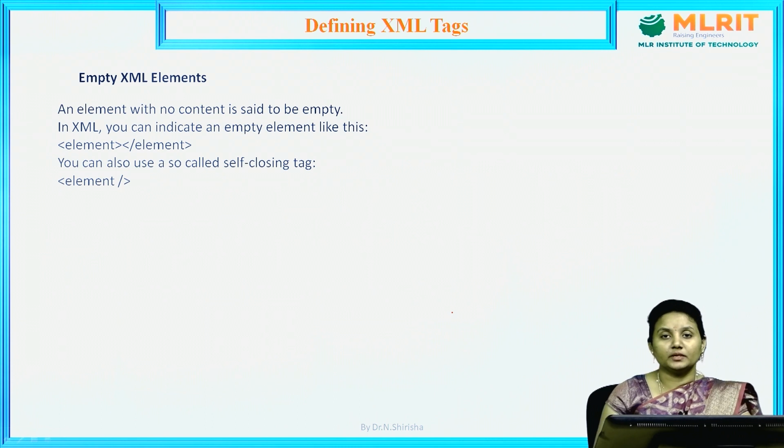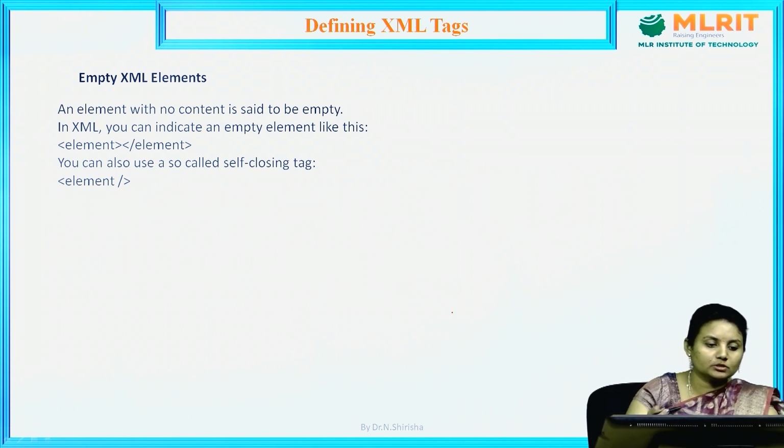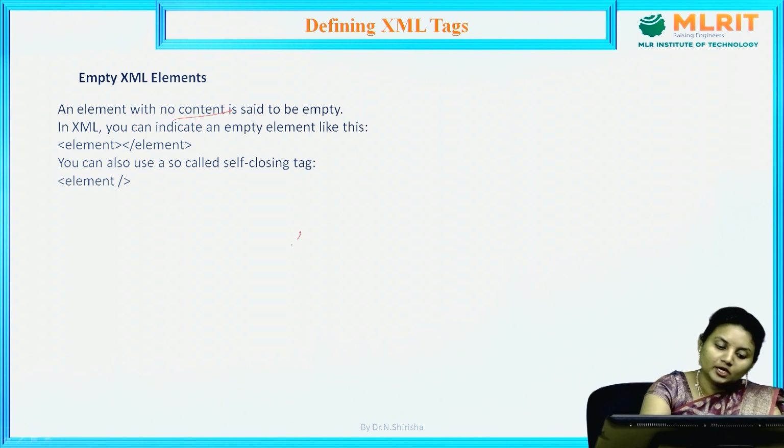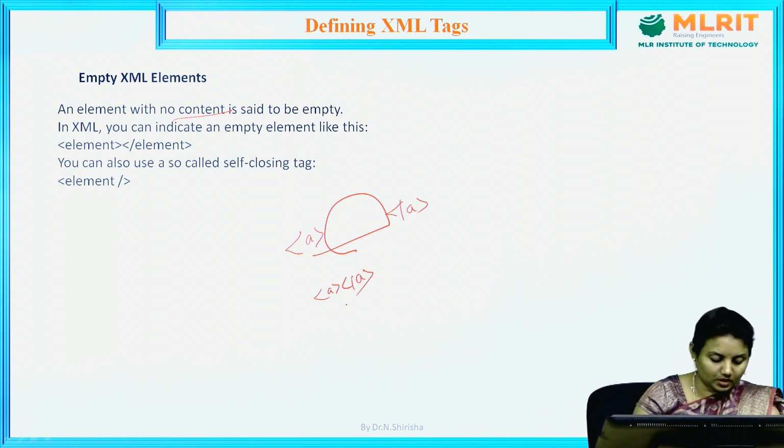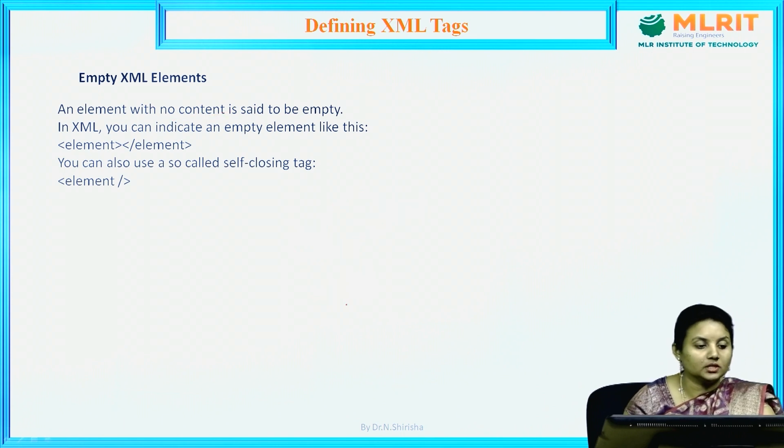So, in XML, we can also define empty tags, empty XML tags. That means what? There is no content. There is no content in between the tags. So, define your A tag, close your A tag. There is no content here. This is called empty. So, just you have to give like this, an empty tag. Okay. This is also possible in the XML.